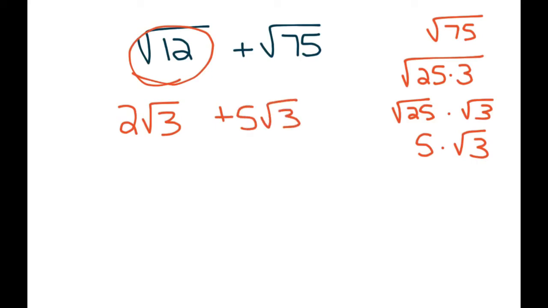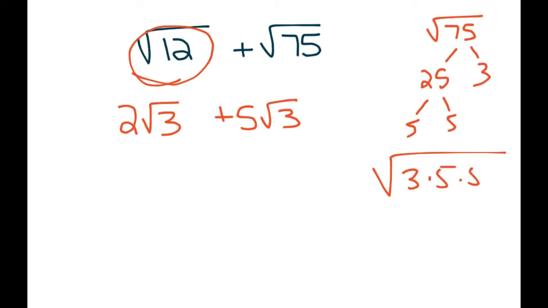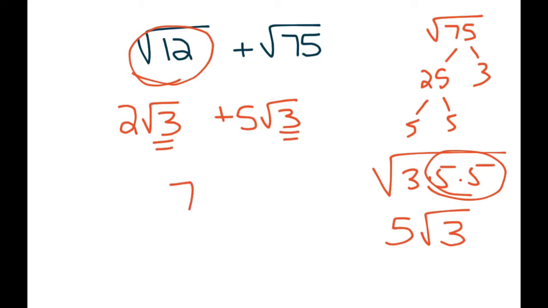Or the other way is you can do the factor tree. And now I've got the square root of 3 times 5, and since the square root is looking for pairs, here's your pair of 5s, which means you take out the 5, and it's still 5 the square root of 3. And now that they have the same number under the radical, I can add the coefficients. Oops, get rid of that plus sign. And it's 7 the square root of 3.